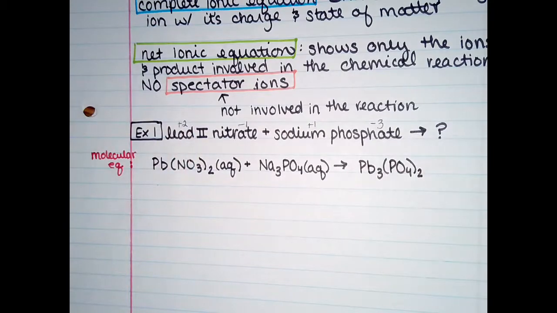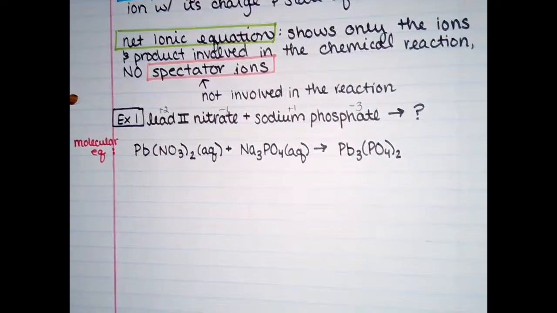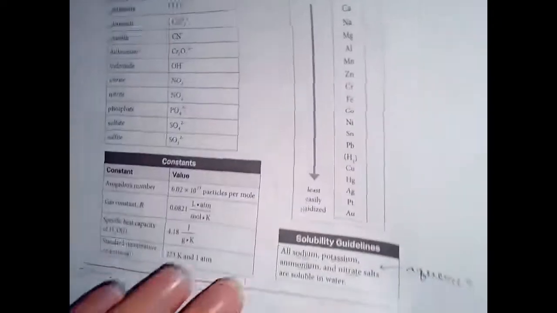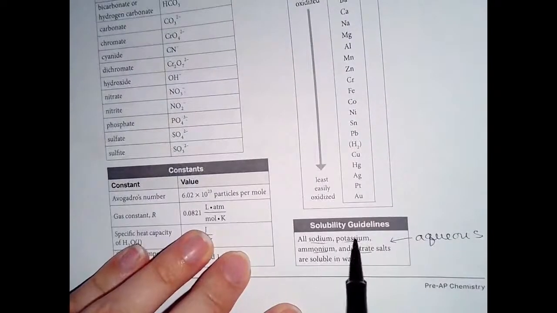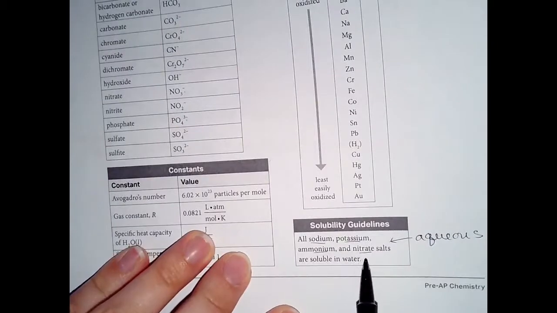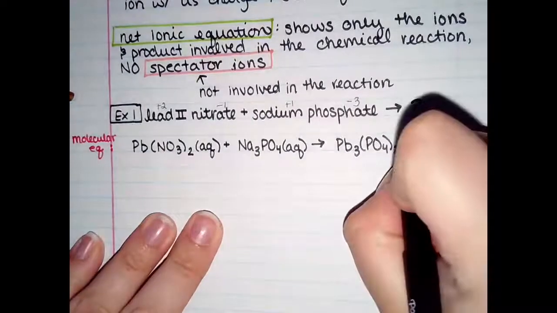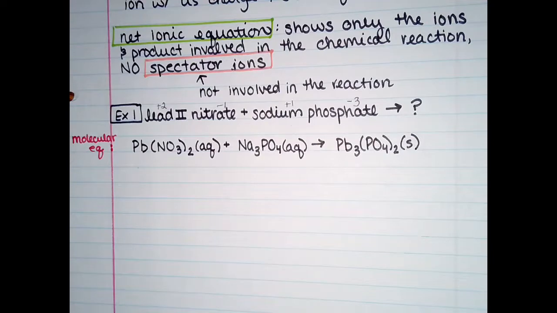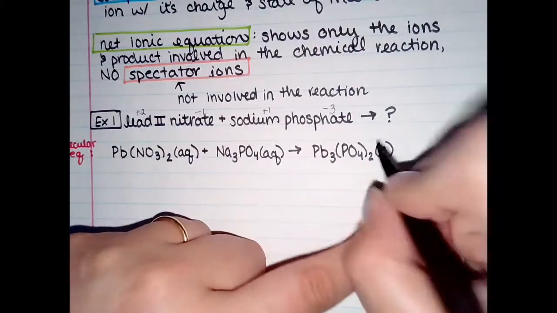Three leads, 2 phosphates. Now I go to my solubility rules. Do you see the words lead or phosphate on there? So it's not aqueous. That must be our precipitate. It's not on the solubility list. Soluble list, I should call it.